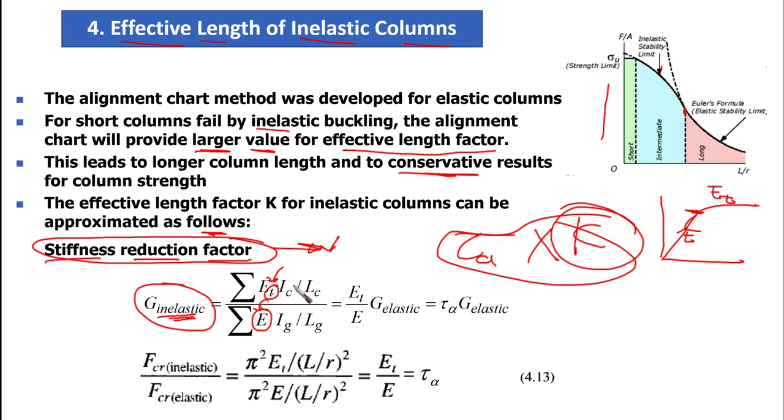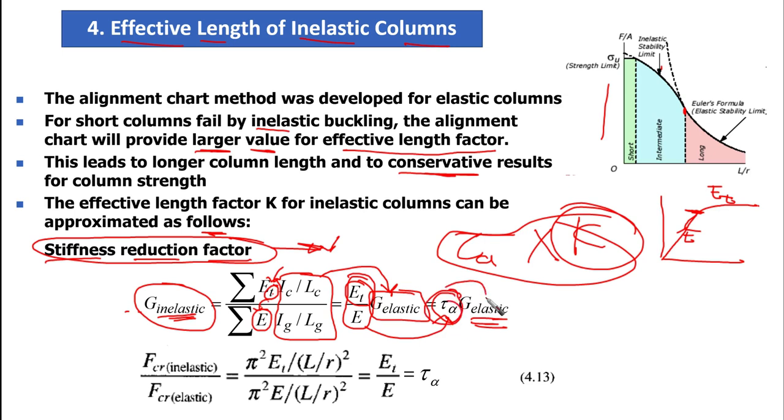So if we say that everything is going to be the same, then this is going to be the ratio for the elastic case, as we have done before. And then ET over E, we do not know it. It's something new for us, because we do not know ET. So we're going to give this a designation like this, tau alpha times G elastic. Okay, so now G inelastic is going to equal tau alpha times G elastic. That's how we are going to use it.